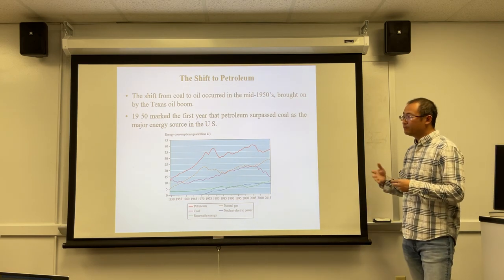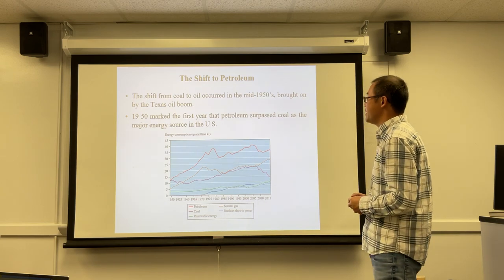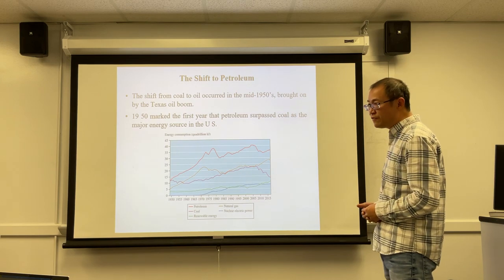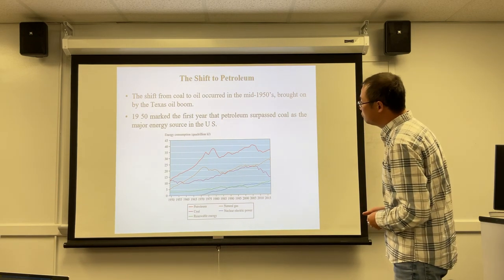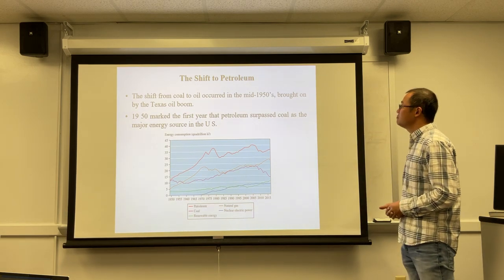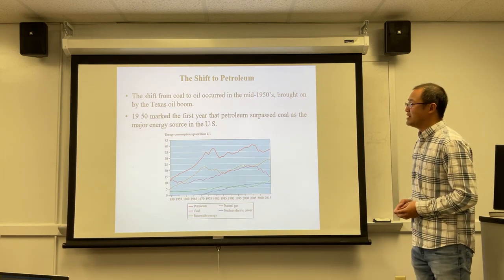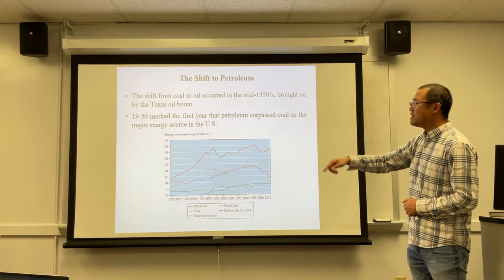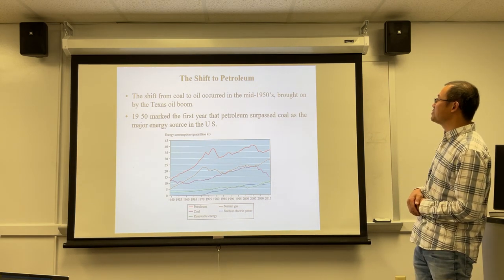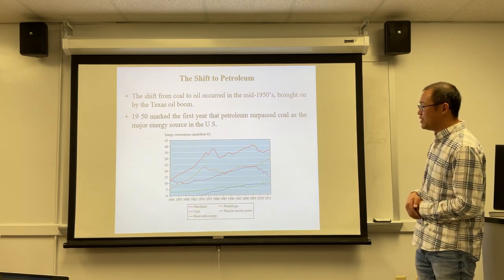Coal has been used for a long time until recently. As you can see from this chart, the shift from coal to oil only happened in the mid-1950s, brought on by the Texas oil boom. You probably know it better, the Texas oil boom. 1950 also marked the first year that petroleum surpassed coal as the main energy source in the United States.